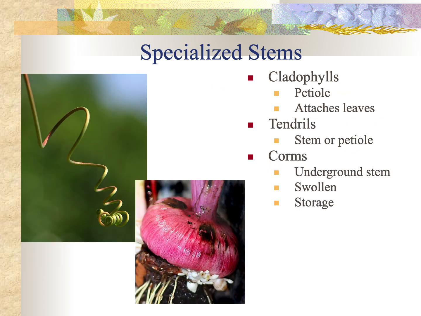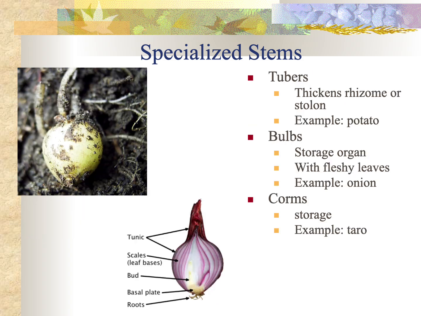Other specialized stems include cladophylls, which are a very branching structure from a petiole and give rise to a cluster of leaves. Tendrils are usually stems or modified petioles for climbing plants. Corms are swollen underground stems used for storage, and we see them often giving rise to new plants. I think that's gladiolus. There's lots of storage stems.